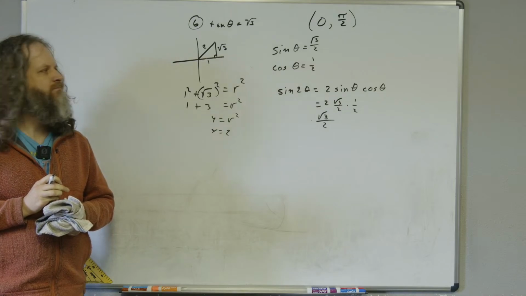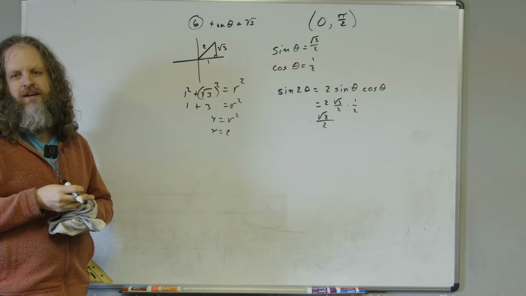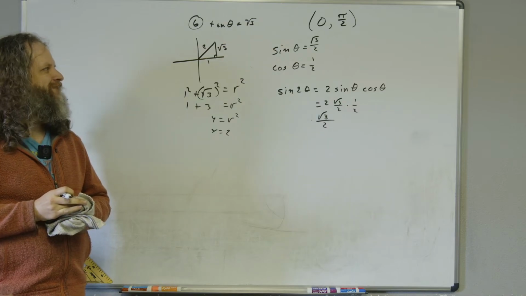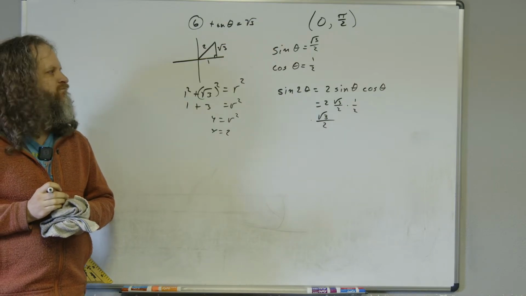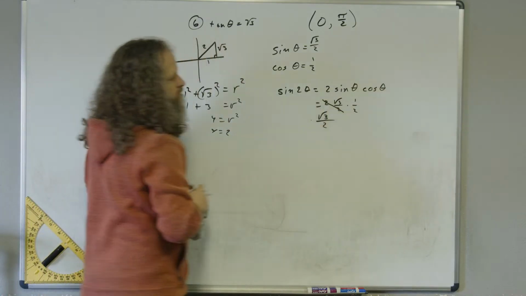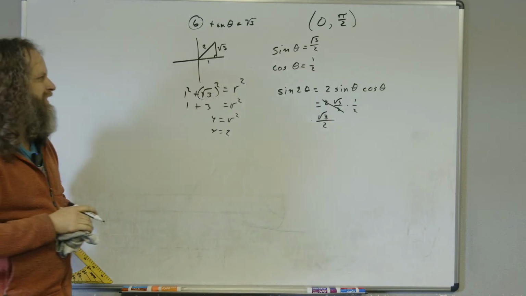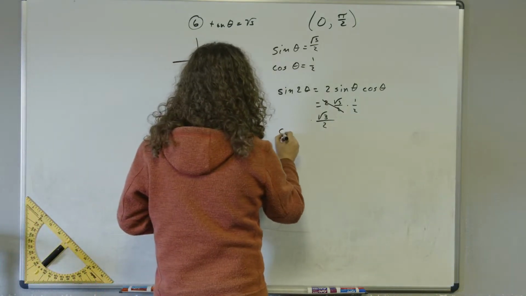Why do we do sine? We had to find all 3. I had to find sine 2 theta, cosine 2 theta, and tangent 2 theta. Multiplying, I get that the square root of 3 over 2 is... where's my double angle? Okay, cosine 2 theta.